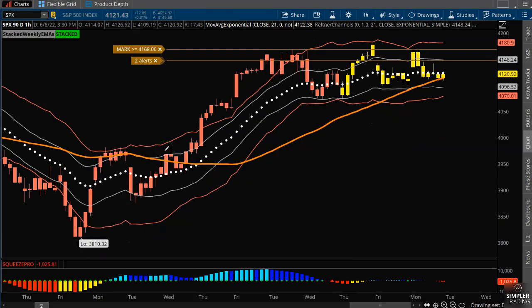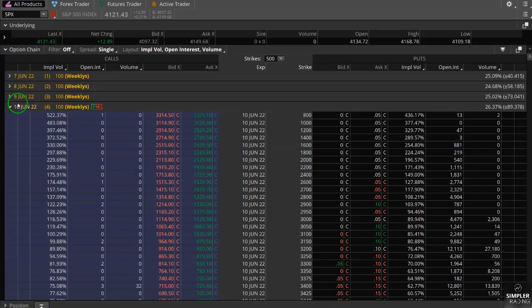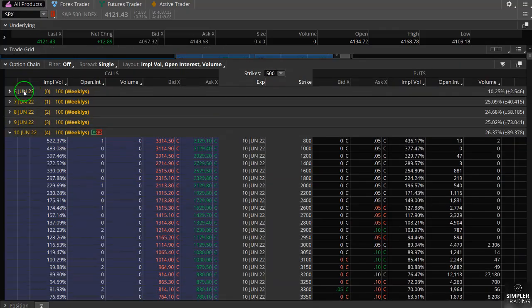And now we've got a setup that I like on the hourly chart, with an hourly squeeze on the S&P 500. What's nice about this is, since it's the SPX, this is where we get some flexibility. If I pull up the options chain here for SPX, you'll notice we have options that expire today, options that expire tomorrow, right? So Monday, Tuesday, Wednesday, Thursday, Friday, we've got a lot to work with here.